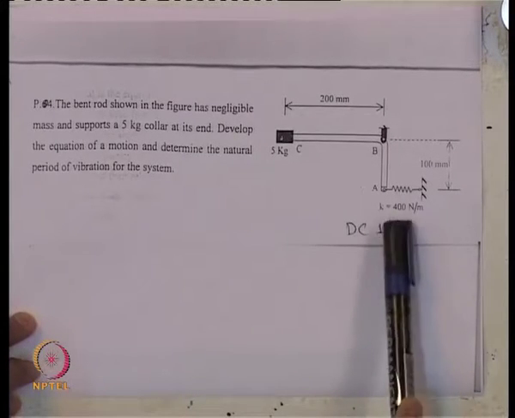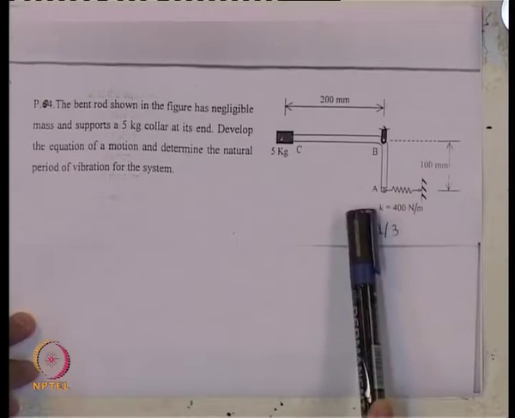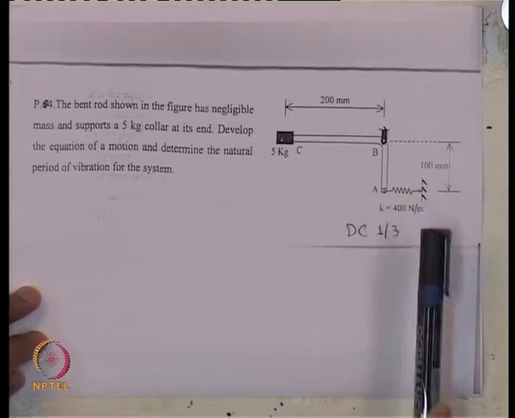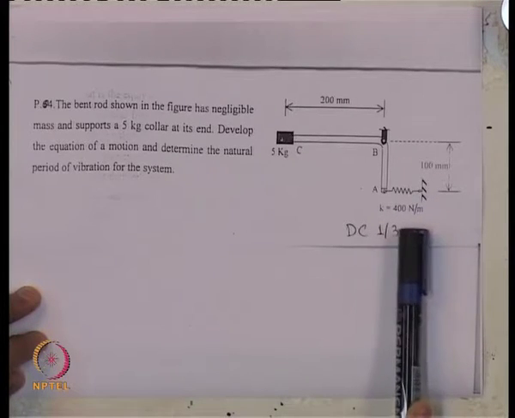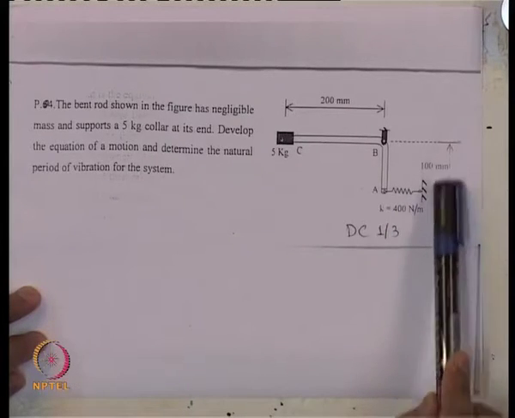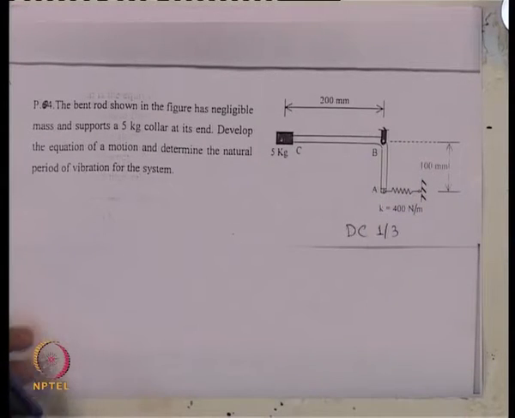For the system as shown here, B is a hinge joint. At joint A, there is a link connected to a spring with spring constant 400 Newton per meter. The arm length of AB is 100 millimeter and the arm length of BC is 200 millimeter. So, let us see how we can proceed further for this problem. First, we should draw the free body diagram of this problem. Let us do that.